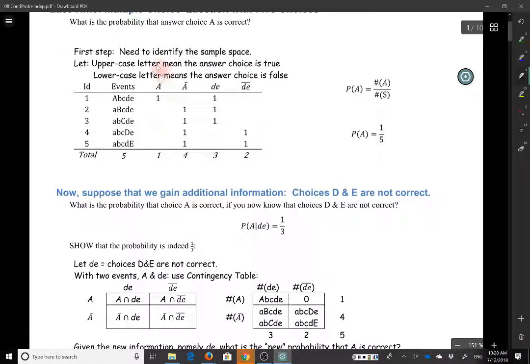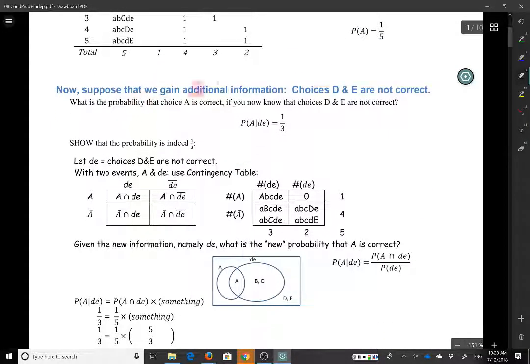Okay, so these are basically our two sets. This is our A set where A is correct, and D and E are not correct, which is really the same as saying that A, B, and C are correct. Okay, and so then our complements are the rest of the sample space, that's not this one, and so the bar is not this one. Okay, and so what's probability, right? It's the number of cases, or events, where you have A divided by the sample space, and so clearly that's 1 out of 5 at the beginning with no new information.